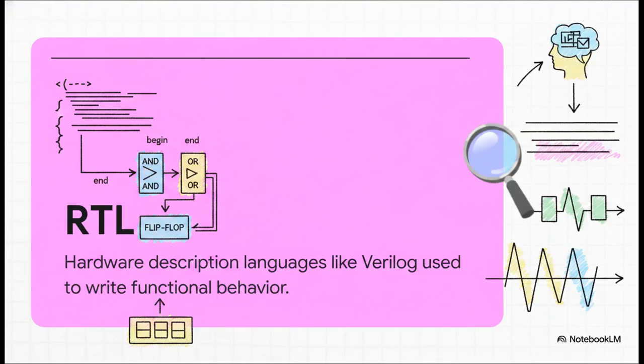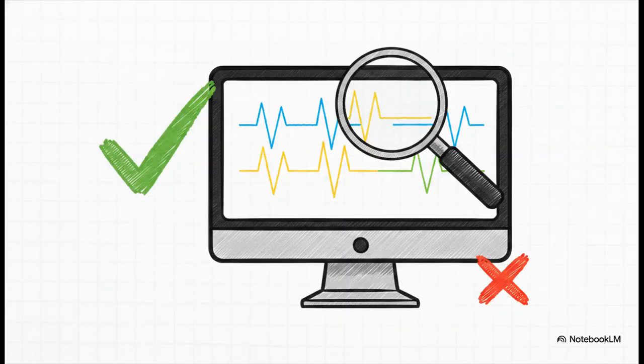Well, that brings us to step 2, which is RTL design. That stands for Register Transfer Level. Using hardware description languages, like Verilog or VHDL, engineers use specialized software IDEs to write the code that dictates the chip's functional behavior. We're essentially taking our human intent for that counter and translating it into specialized code a computer can easily simulate.